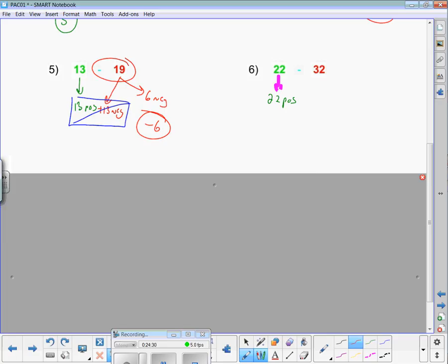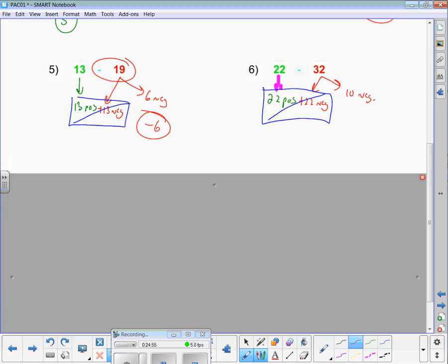I'm going to take my red. I'm going to take the same amount of my negatives. So I need 22 negatives. What are they? Opposite numbers. What do they do? Wipe each other out. What's left, Edward? 10 what's? 10 negatives.